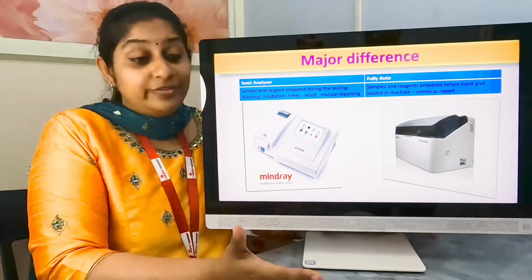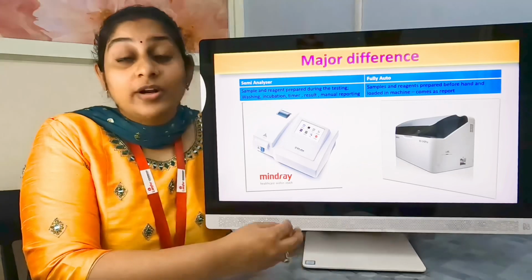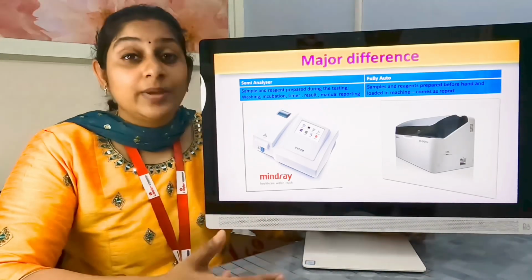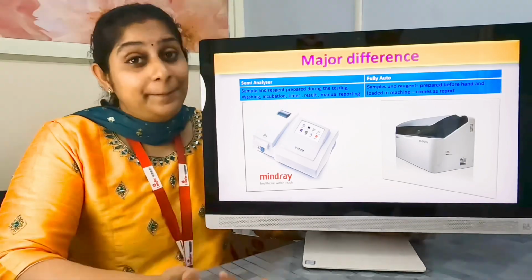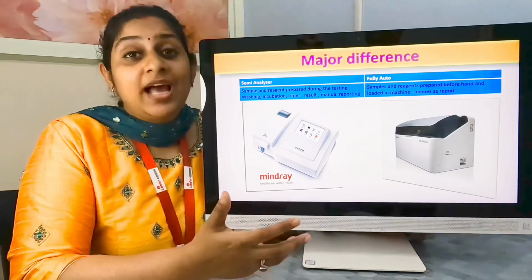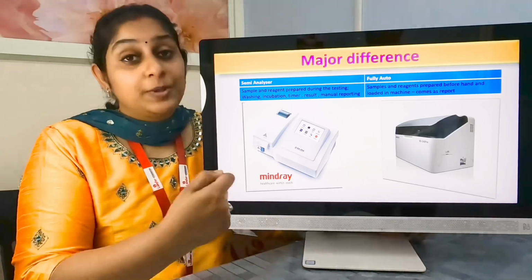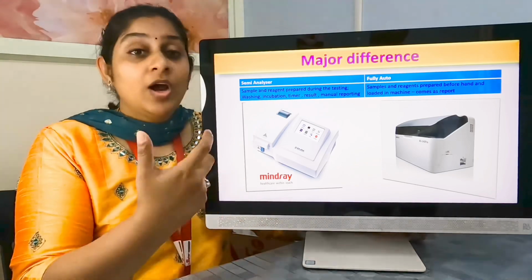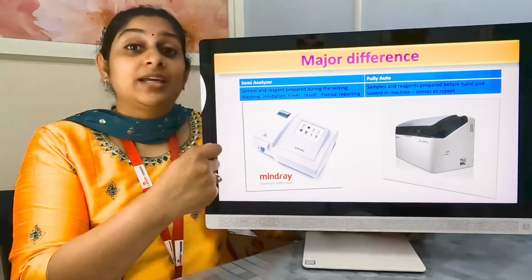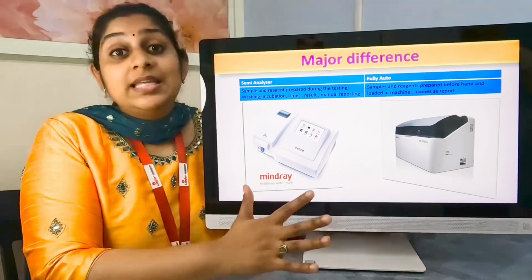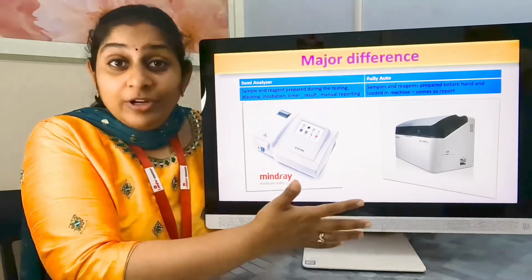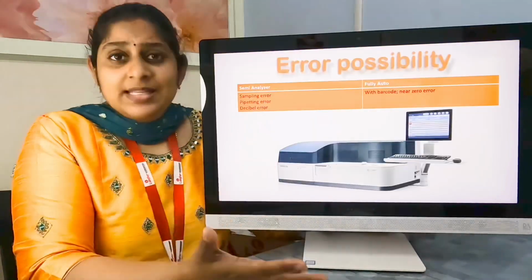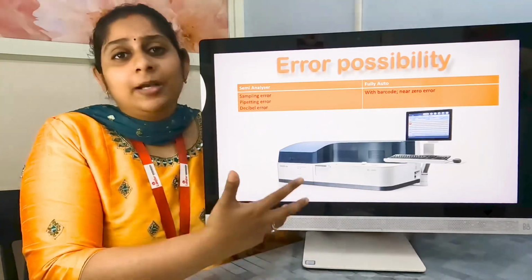So what is the major difference in selecting a semi-automated or an automated analyzer? A semi-automated analyzer is usually time consuming and a technician-dependent machine. The technician has to load the samples, prepare the reagents, and once the report is ready, he has to type it back into the computer. Whereas all these are automated in a fully automated biochemistry analyzer. This is the major difference. As I said, it is all done manually by a technician.